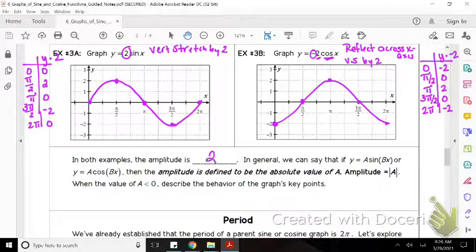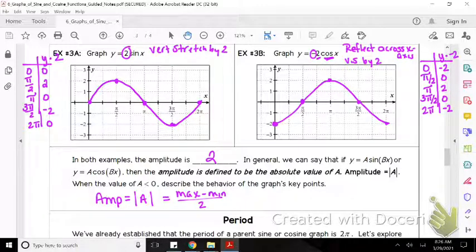In general, we can say that y equals a sine of bx or y equals a cosine of bx, and the amplitude is defined to be the absolute value of a. So we know that the amplitude is equal to the absolute value of a. Now, I'm also going to share with you, because we'll need it later, that if they give me an equation, I find the amplitude by taking the absolute value of a. If they don't give me an equation, but they give me a graph, you're going to take your maximum minus your minimum, and divide it by 2. Amplitude is the height of our graph from the center of the graph, so from the center of the curve.